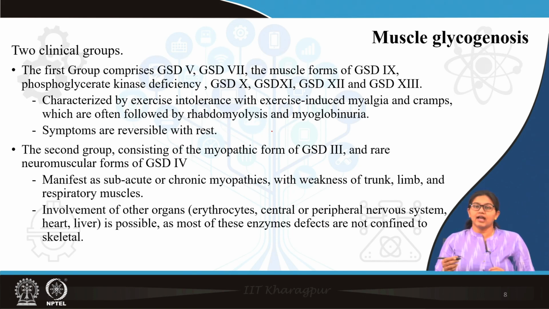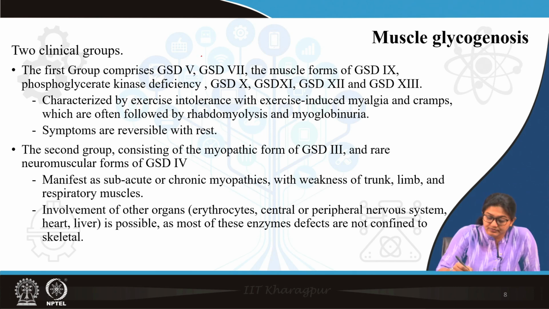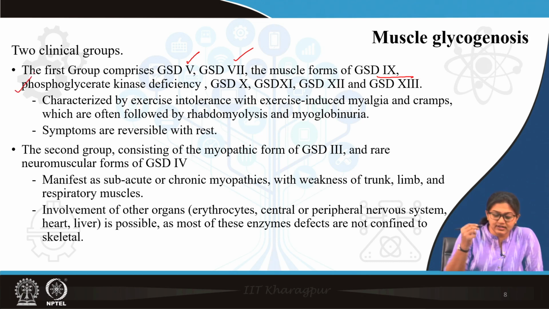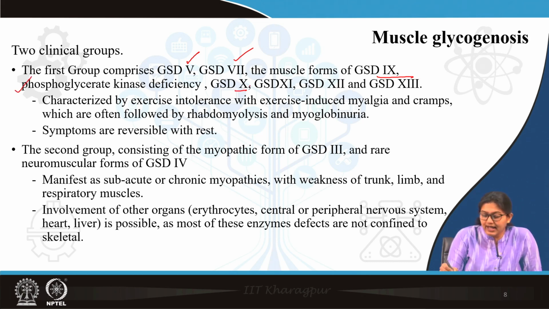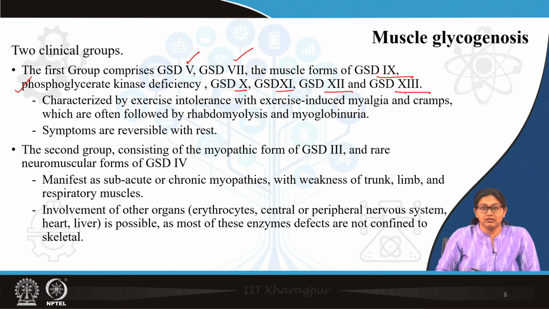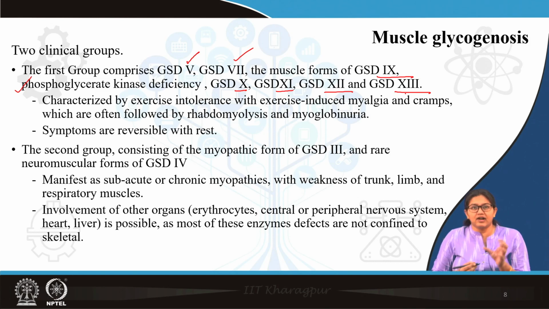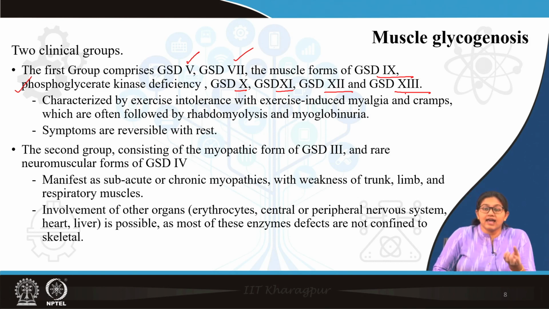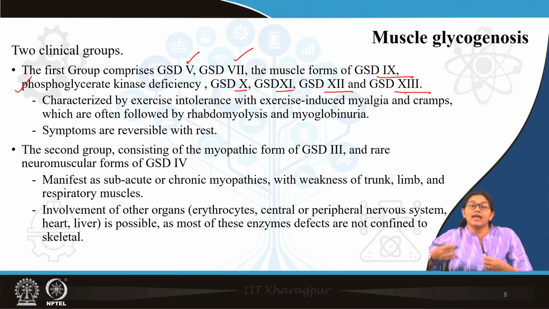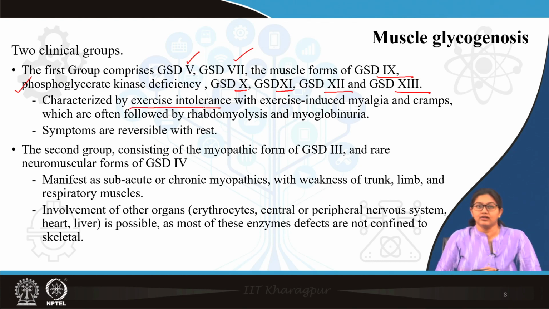Now, the muscle glycogenosis mostly present in two ways. The first group comprises type 5, type 7, then the muscle form of type 9, then also phosphoglycerate kinase deficiency, also types 10, 11, 12, 13. There are multiple types of glycogen storage disorder. This first group manifests as exercise intolerance. Basically the person is fine at rest, but while exercising they get tired and fatigued easily. That is called exercise intolerance.